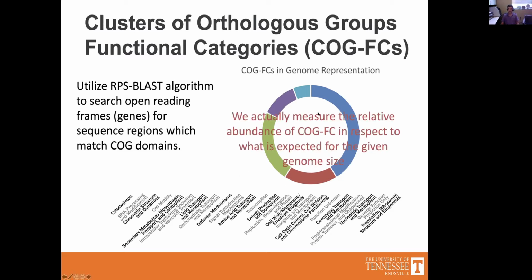The last thing I want to talk about is that, for our analyses and comparisons, we're not actually comparing the abundances of these different categories within a genome. What we're comparing is the relative abundance of these categories with respect to what we would expect for a genome of equal size. I'm not really going to talk much more about that, but we talk about it in the paper, so you can check that out if you're interested.